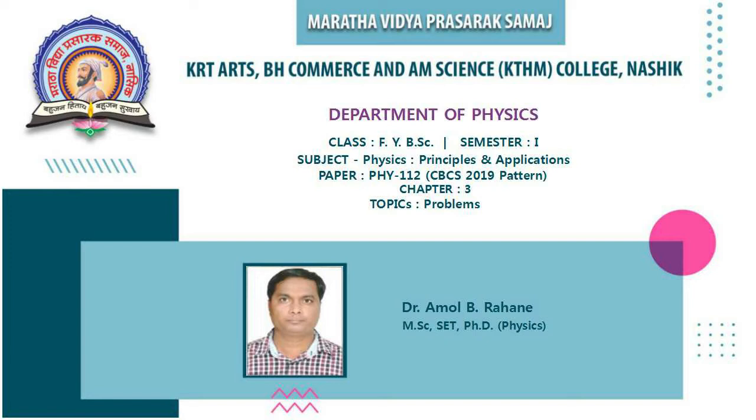In this chapter, we are studying the physics of molecules. So we have studied the different types of chemical bonds such as ionic bond, covalent bond, van der Waals bond, hydrogen bond and metallic bond. We have also studied the rotational energy levels of a diatomic molecule and vibrational energy levels of a diatomic molecule. So in today's lecture, we are going to study the problems based on chapter 3.